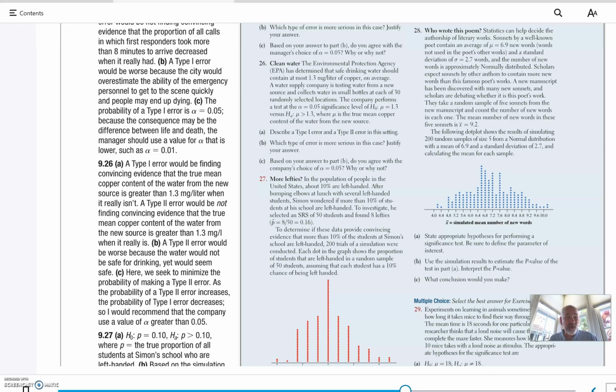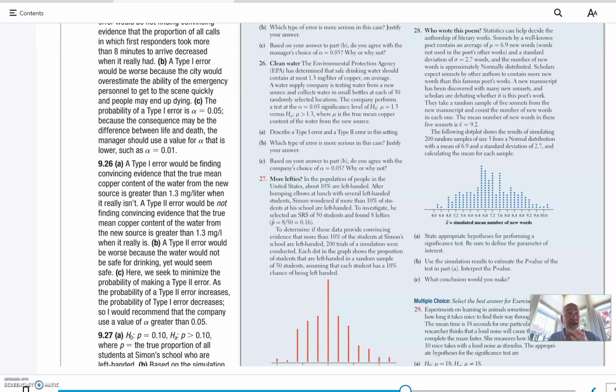Which type of error is more serious? A type 2 error, because then people are still going to get poisoned. We're going to say, oh, it's not convincing, looks like it's okay, and really people are going to be getting too much copper and it's going to be poisoning people. Based on your answer, do you agree with the company's choice of alpha equals 0.05?